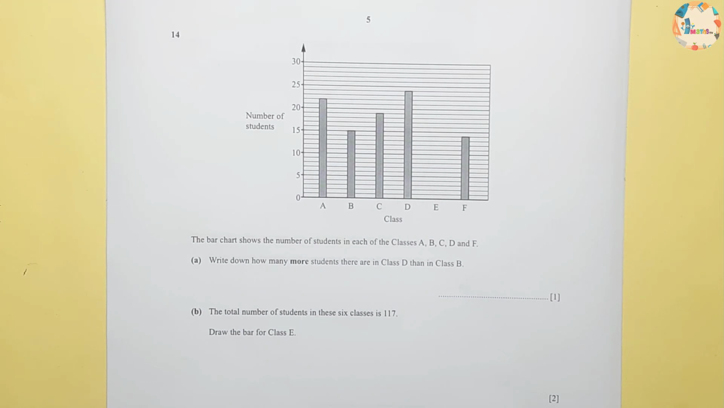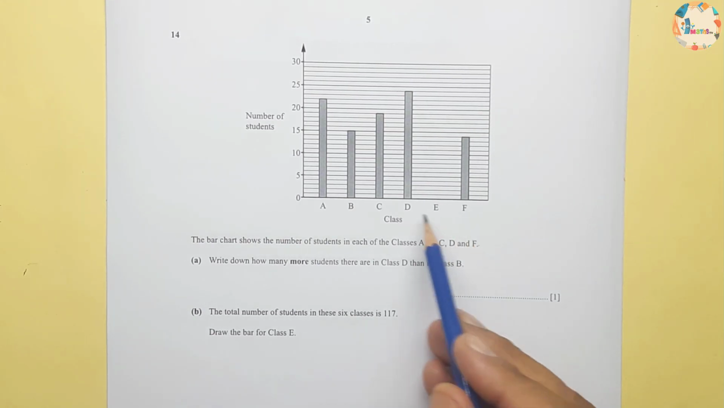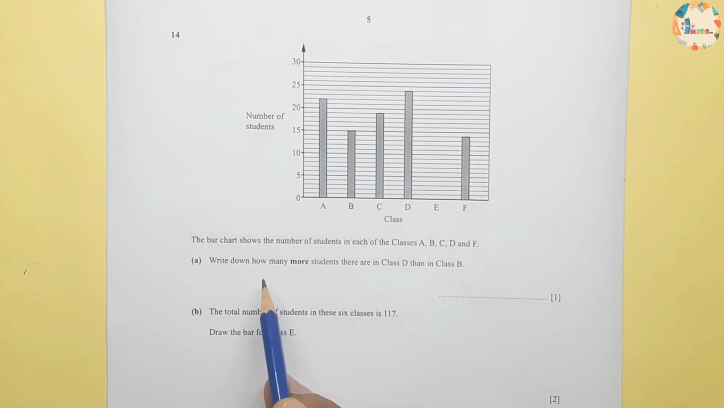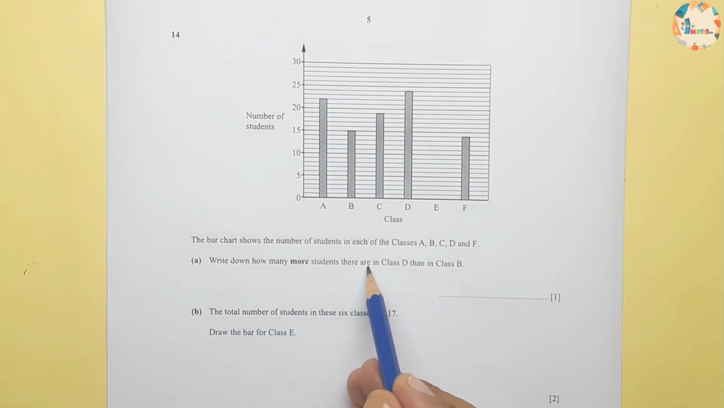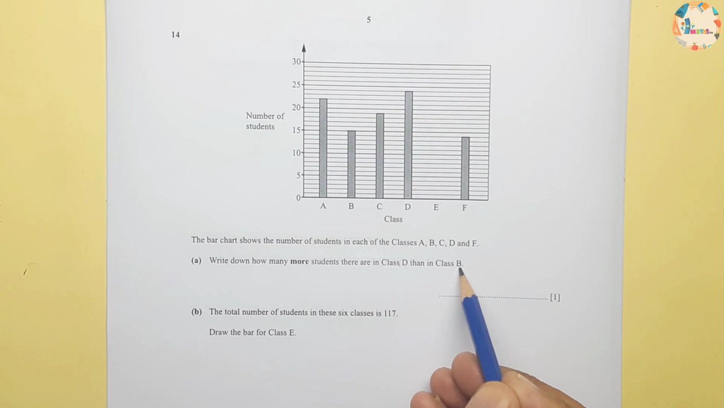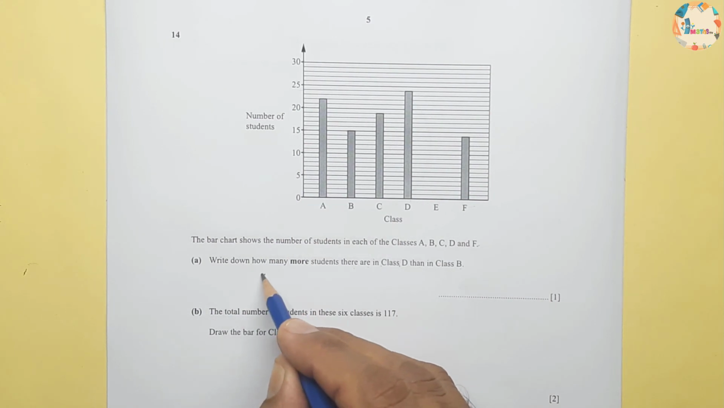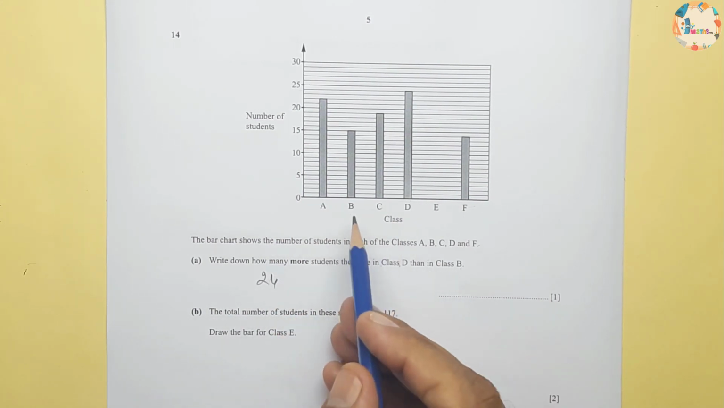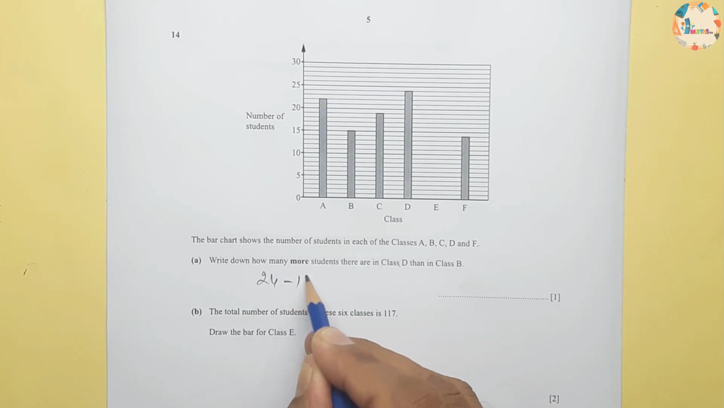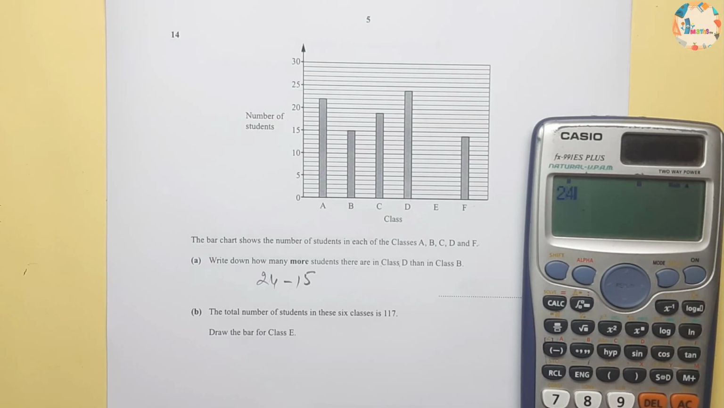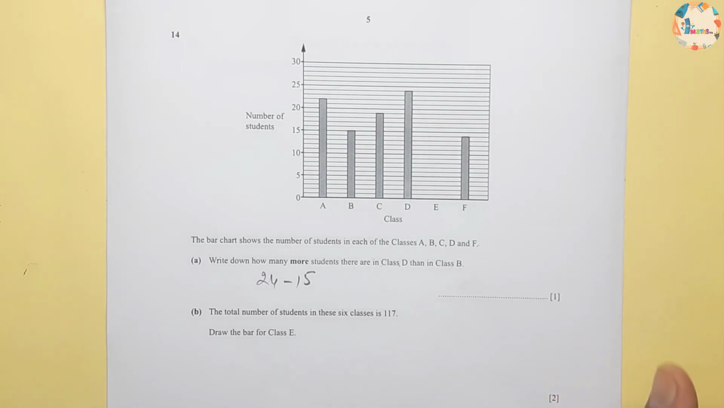Now question number 14, the bar chart shows the number of students in each of the classes A, B, C, D, and F they have shown. So E is missing. Write down how many more students there are in class D than in class B. So D is containing 24 and B is containing 15. So 24 minus 15 will be 9. 24 minus 15, this will be equal to 9. So this will be our answer as 9 students.